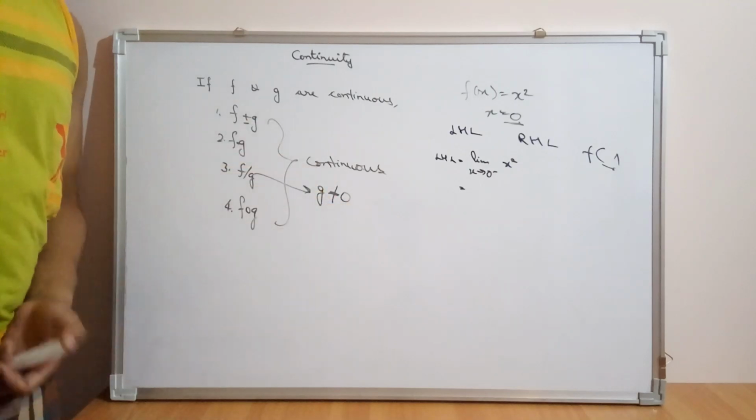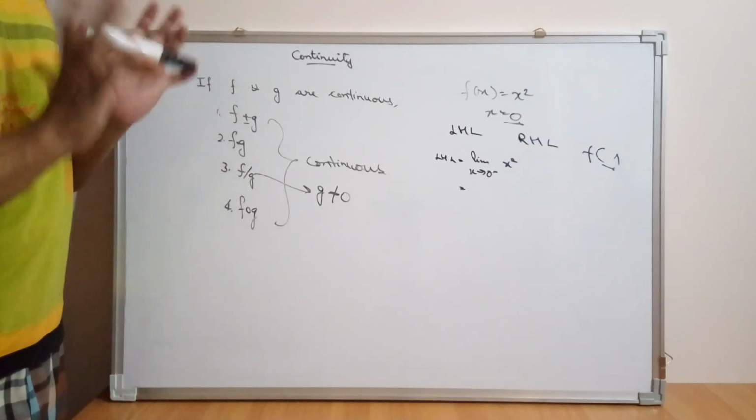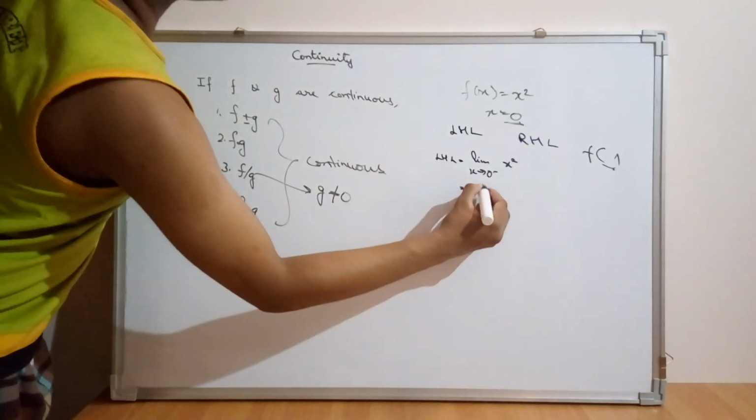So this is very simple. When x is very near to 0, the value of the square also becomes very near to 0. That's all we need to substitute. 0 square is equal to 0.